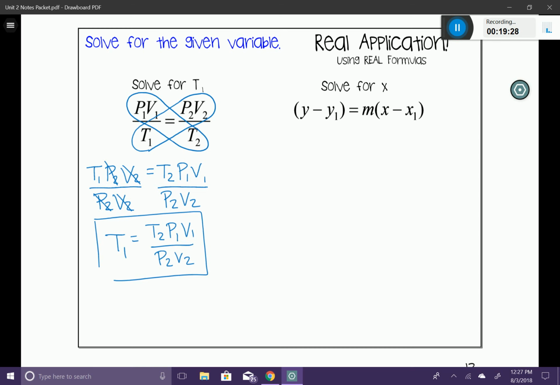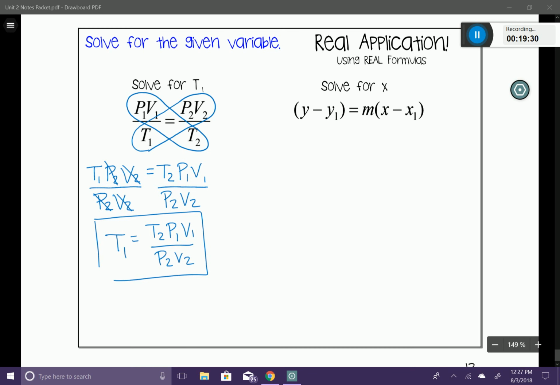All right, and the last one here is a formula that we use in Unit 4. And we want to solve for x. So let's work our way into the formula. Of course, I have my m here that I want to eliminate first. He's being multiplied, so I'm going to start by dividing both sides by m. And that's going to leave me with y minus y1 over m is equal to x minus x1.